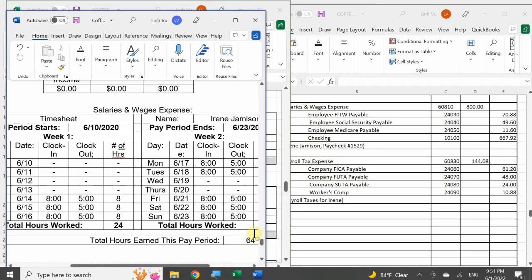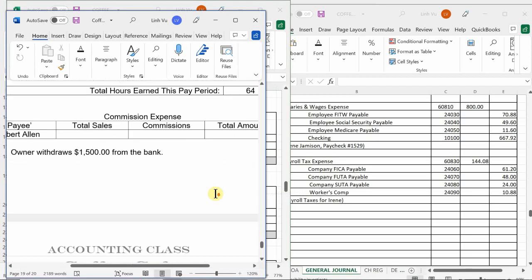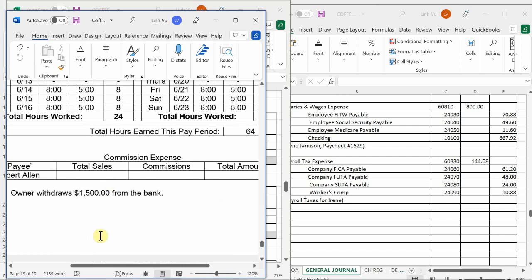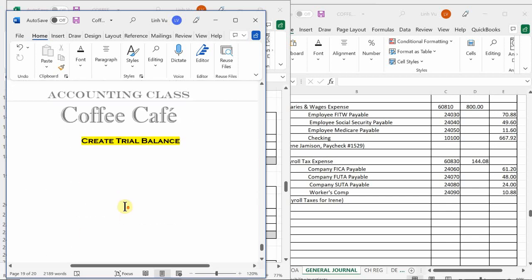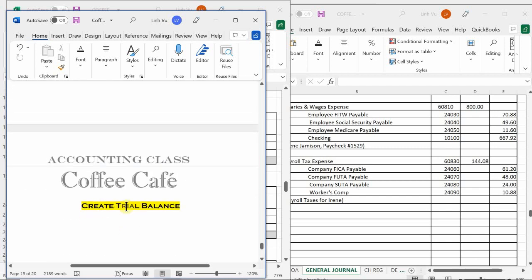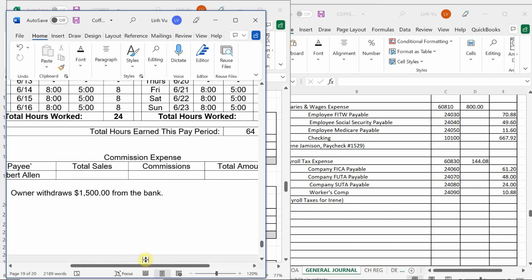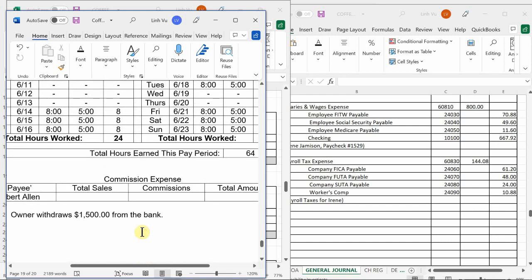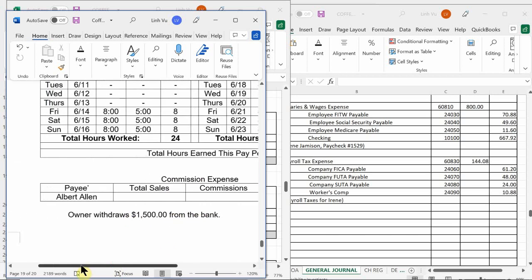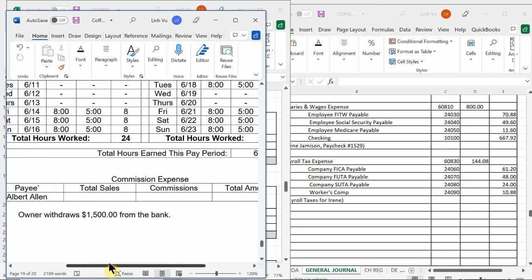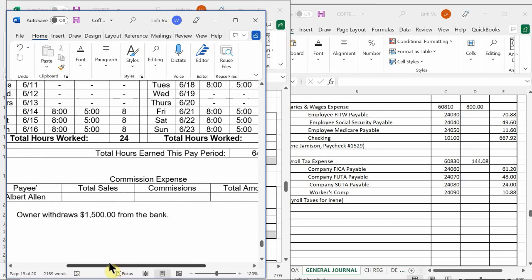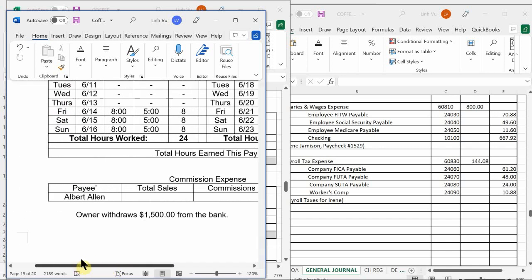All right. Last but not least, let's take a look at what happened next. We still have to pay for Allen's commissions, right? And then we are done with Coffee Cafe. So in this case, we're going to issue him a check, okay, for the commissions expense. Oh, and guess what? The owner also decided to pay himself as well for $1,500. So let's first go ahead and take a look at Albert Allen's.